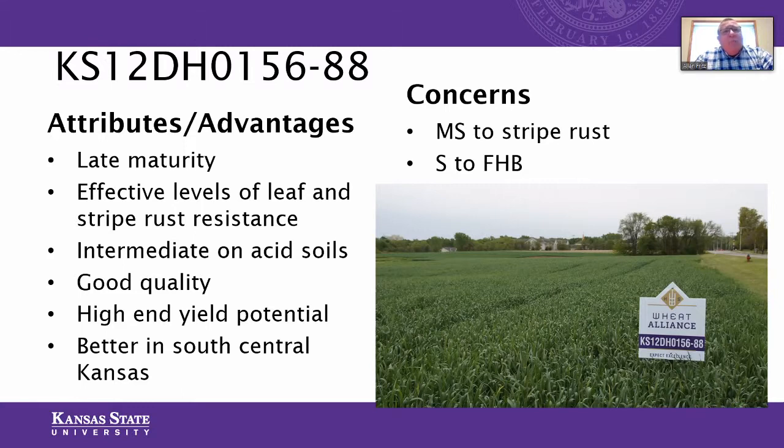The next one that we'll probably release this year is KS12DH0156-88. The name we're sort of thinking about on that is KS Ahearn, and that's because this is bred from Gallagher out of Oklahoma by a K-State experimental. So we're going to say that Ahearn was a much better basketball venue than Gallagher. So we're going to think about Ahearn as a variety name for this.